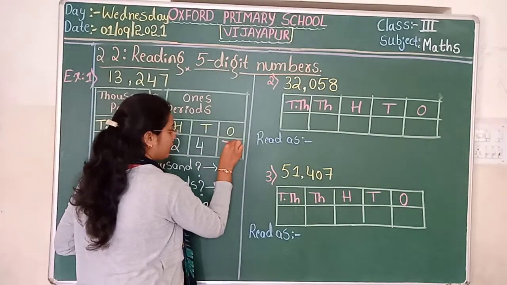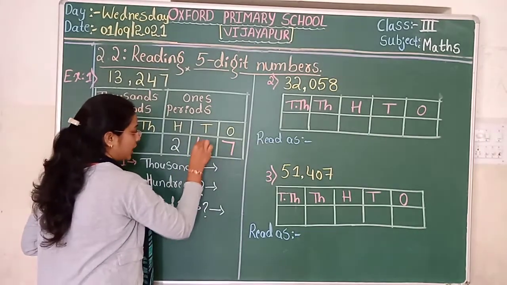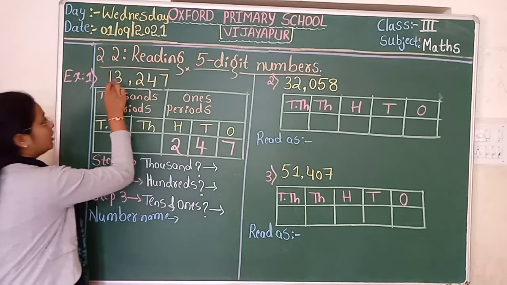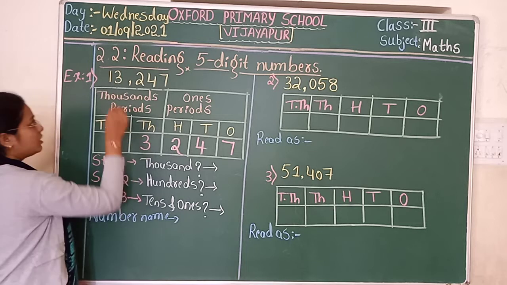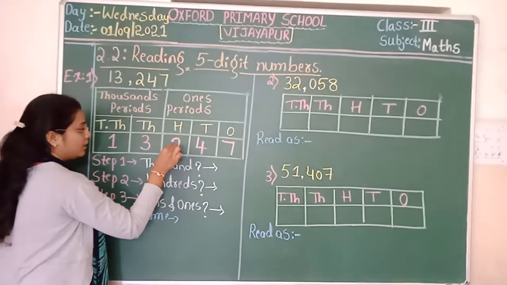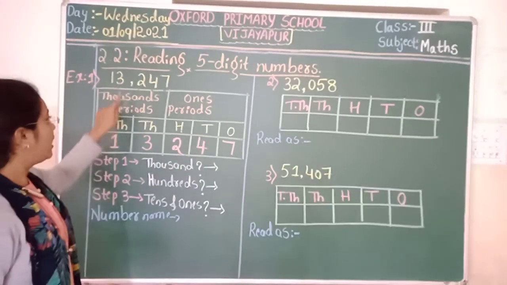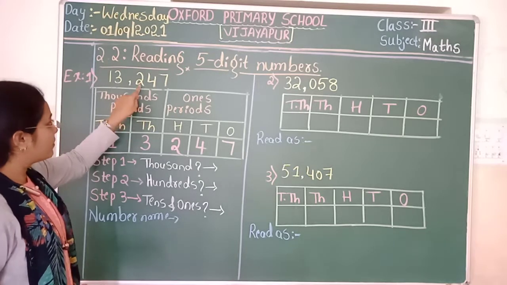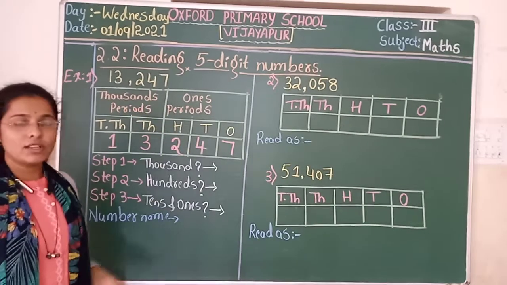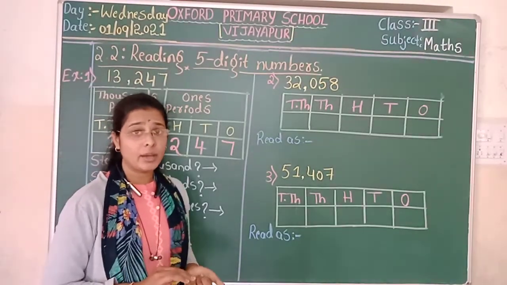Here we are having 7 in the place of ones, 4 in the place of tens, and 2 in the place of 100, 3 in the place of 1,000, and digit 1 in the place of 10,000. Understood children? 1 in the 10,000 place, 3 in the thousands place, 2 in hundreds, 4 in the tens, 7 in the ones place. Now, we are having some steps to write the number names.